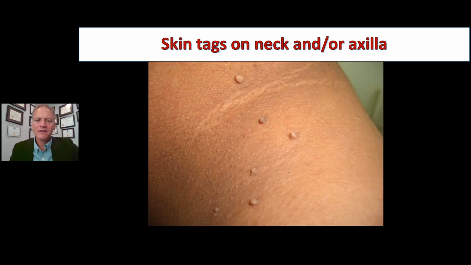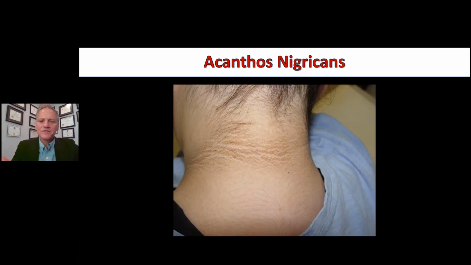Physical exam. Here are the skin tags. You see skin tags on the neck and the axilla. These are signs of insulin resistance. You can even see this on kids, because kids through epigenetics can be insulin resistant. Acanthosis nigricans, you'll see that in the underarm, or you see that back.